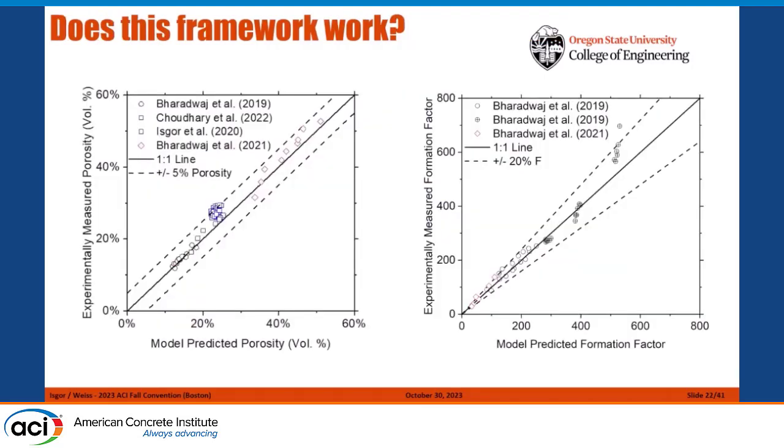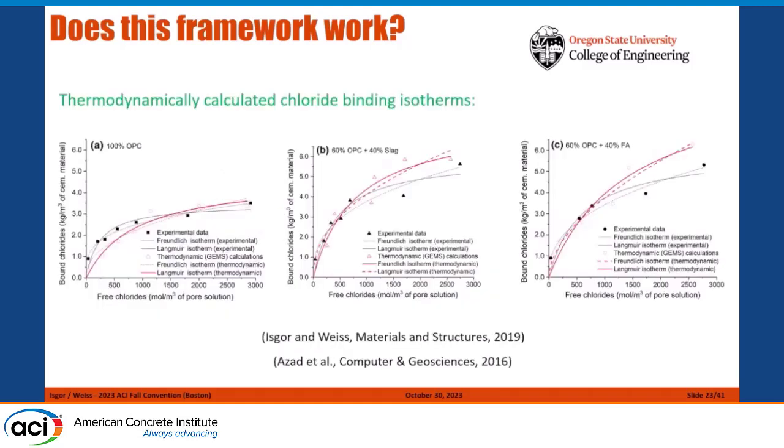One of the biggest things that we do in this study is that we actually do a lot of validation. This is validation data for porosity. You can see that the experimental porosity and model predicted porosity fall into a really narrow band. This is for formation factor. For those of you who are not familiar, the formation factor is a quantity that can be linked to diffusion coefficients. You can see that the experimental and model formation factors fall into a very narrow band as well.